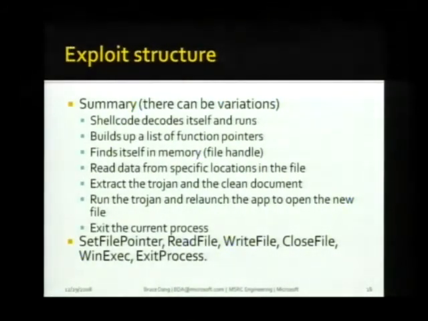And then once it built up that table of function pointers, it will do a file handle brute force, and then once it finds itself, it seeks to the offset, and then they already know ahead of time how big the Trojan is, so they just read that much and then they write to disk. And typically they'll extract it to the temp folder, and then they run it. Some of the evidence you can see, if you check your temp folder and you see weird exe files or whatever there, that could be it. And then it runs the Trojan, and then it relaunches the app to open the clean document and exits the current process. And that's it. And sometimes what they'll do is they'll actually have the clean document inside the Trojan.